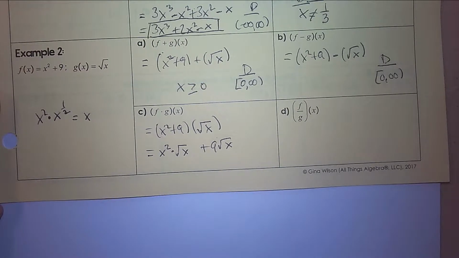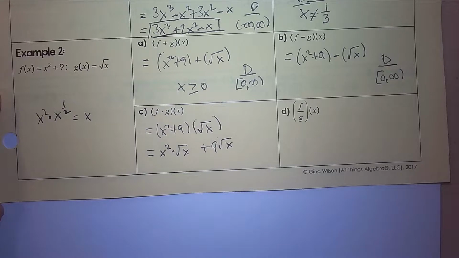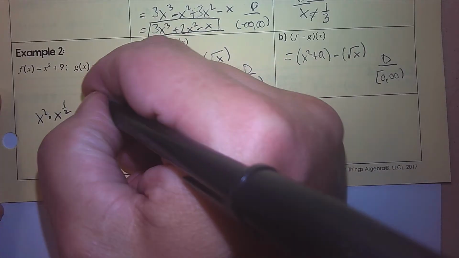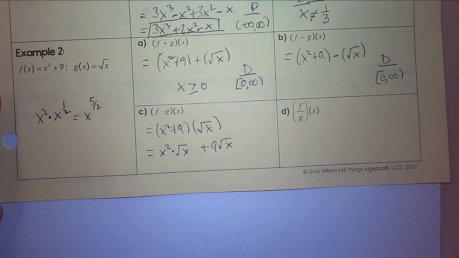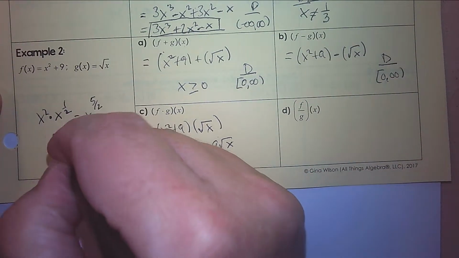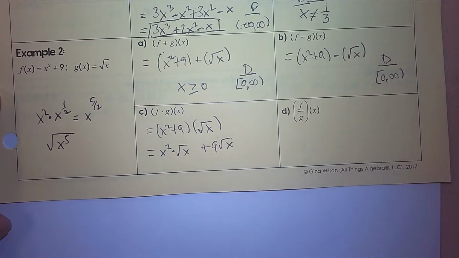Close. 2.5. Half of what number is 2.5? Well, I can think of it the other way. Half of 5, right? So 5 over 2? All right, we're not done. How do I write that as a radical? Okay, how do I simplify the square root of x to the 5?